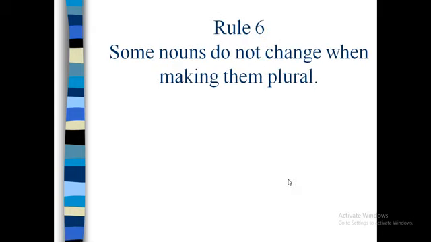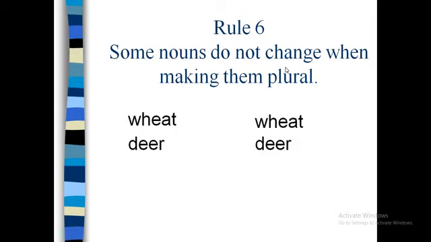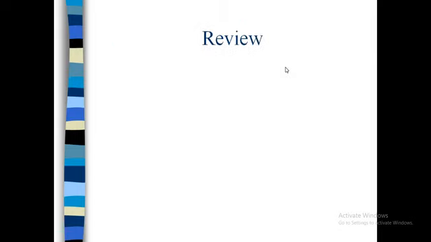Thank you. Rule number 6. Now, some nouns do not change. They stay the same when making them plural. Like wheat. The plural noun is wheat. Another example, deer. Plural noun is deer. يعني deer مفرد ودير نفسها جمع. Same. For example, fish, سمكة, there is a fish, and fish, there are fish. It means plural. Corn and corn. This is okay.